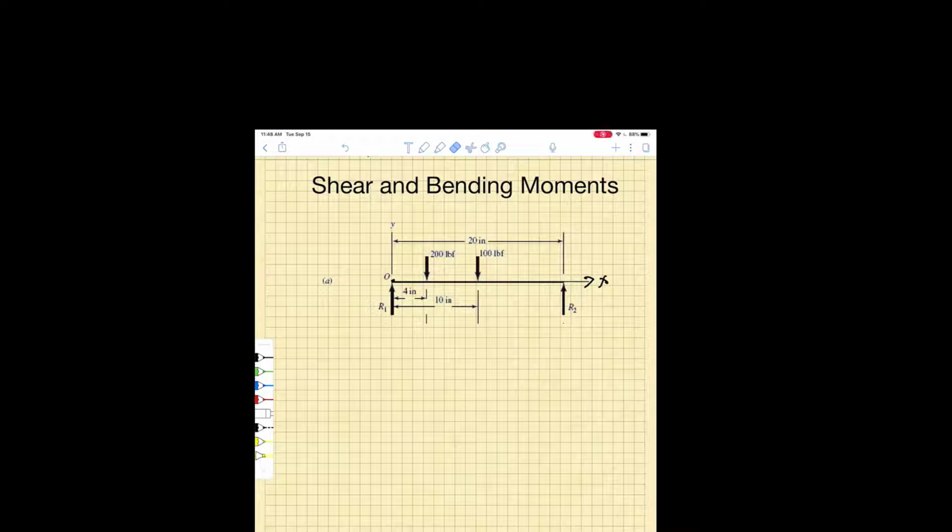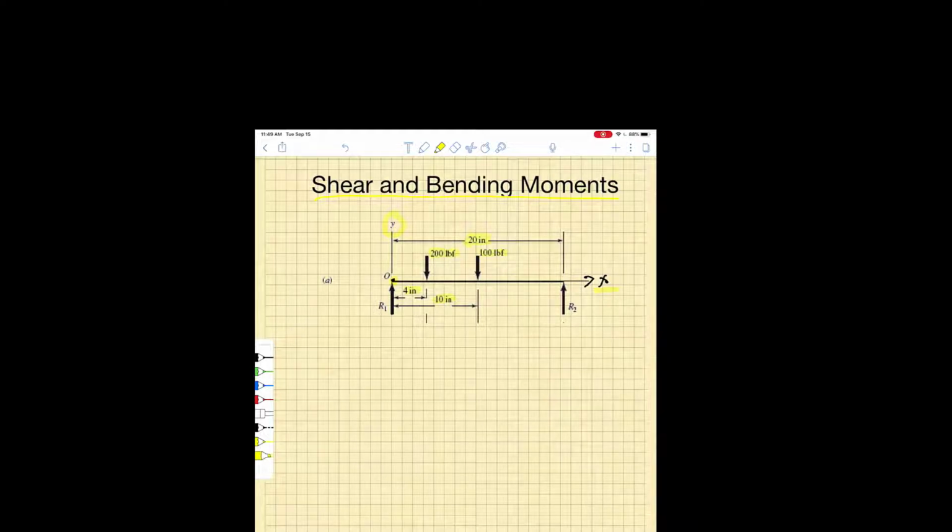So this is going to be a very quick overview of shear and bending moment diagrams. I show here a simple beam that spans from the origin on the left side, moves along the x-axis as shown here, y-axis shown there. We have loads applied to the beam: a 200-pound vertically downward directed force 4 inches from the left side of the beam, a 100-pound force 10 inches from the left side of the beam, and the beam length overall is 20 inches. So we're going to use simple statics.